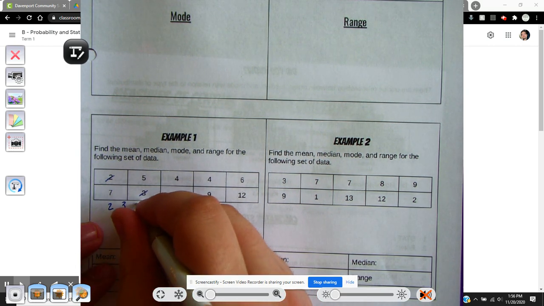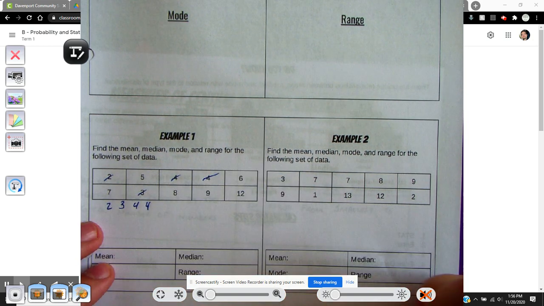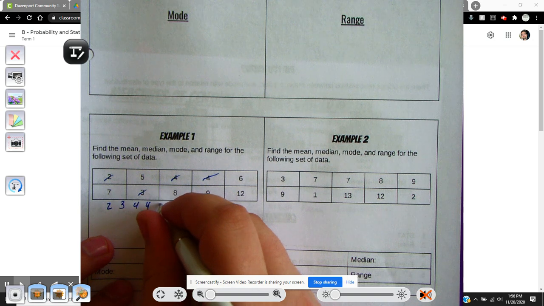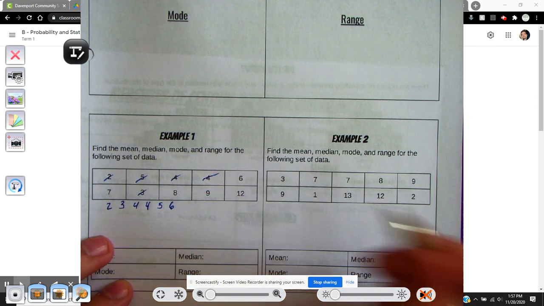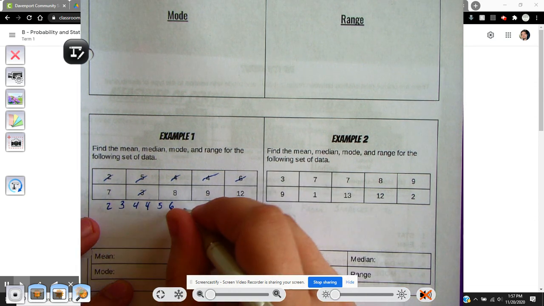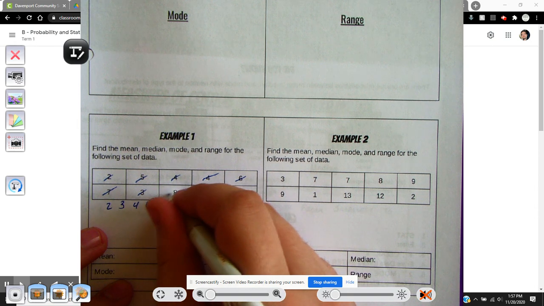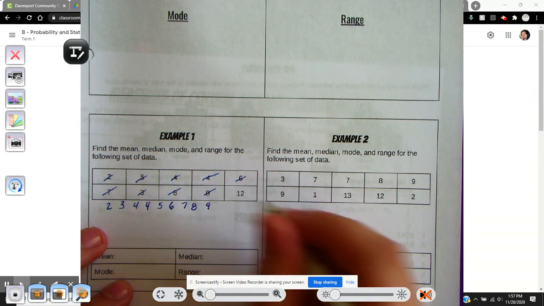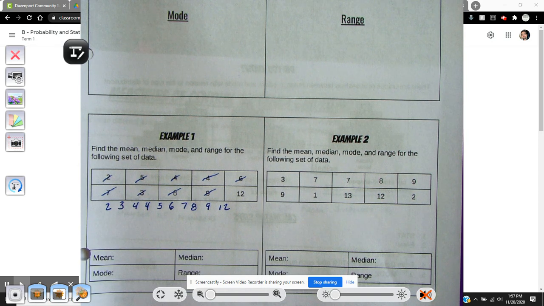3, 4, another 4, a 5, a 6, a 7, 8, 9, and a 12. Okay, so I have them in order from smallest number to the biggest number.